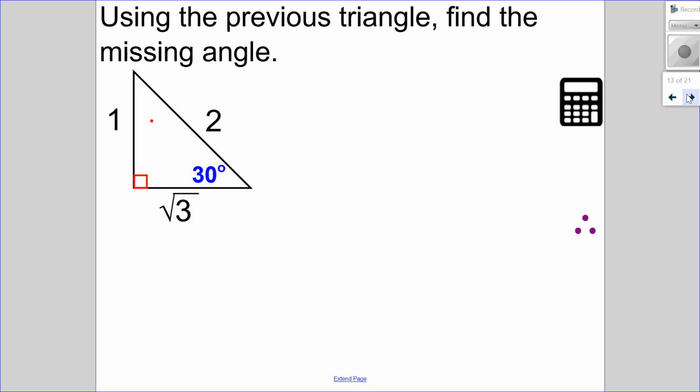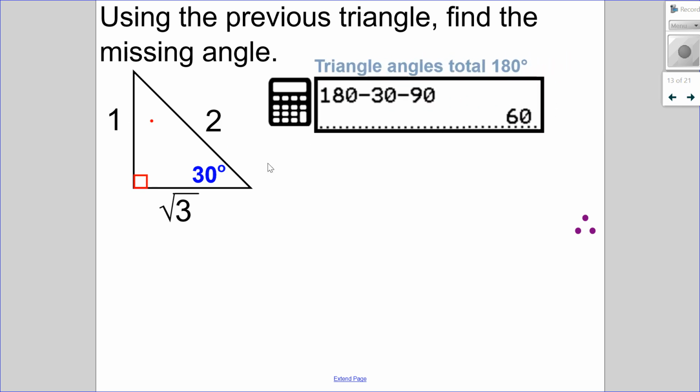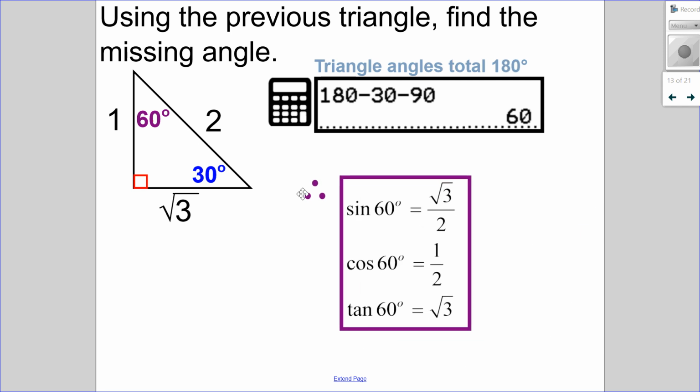Let's look at that previous triangle and notice that there is one angle that's missing. If I use what I know about angle sum, all the angles in a triangle add up to 180. So 180, take away the 30, take away the 90, makes this angle 60 degrees. So without doing that whole process again, I now know, based on 60 degrees, 3 more ratios. Sine of 60 is root 3 over 2, cos of 60 is a half, and tan of 60 is root 3 over 1, which is just root 3.